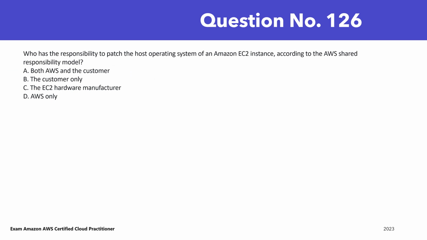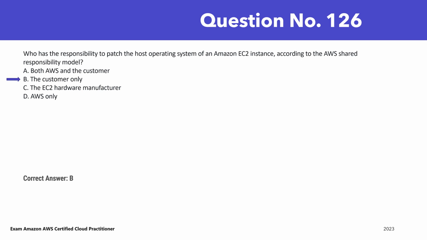Who has the responsibility to patch the host operating system of an Amazon EC2 instance, according to the AWS Shared Responsibility Model? A. Both AWS and the customer. B. The customer only. C. The EC2 hardware manufacturer. D. AWS only. Correct answer, B.